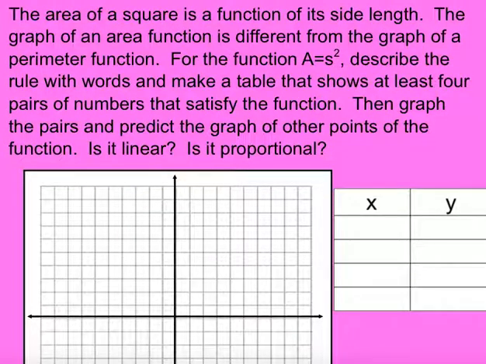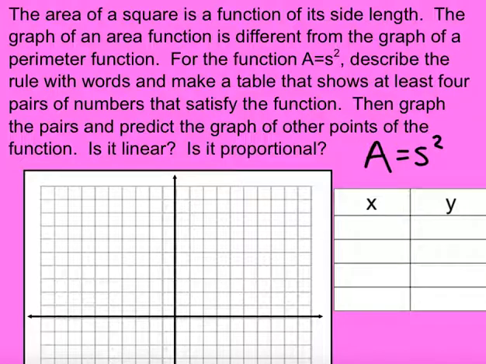All right, and let's do this last example. The area of a square is a function of A equals s squared. Describe the rule with words and make a table that shows at least 4 pairs of numbers that satisfy the function. So we already know it's a function. Then graph the pairs and predict the graph of other points on the function. Is it linear? Is it proportional?